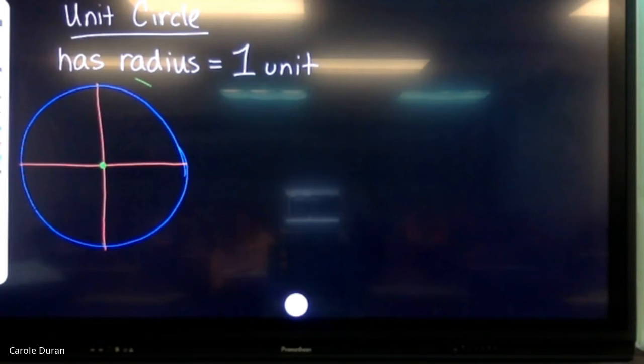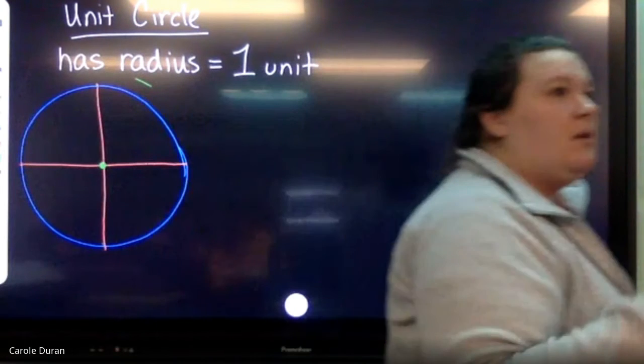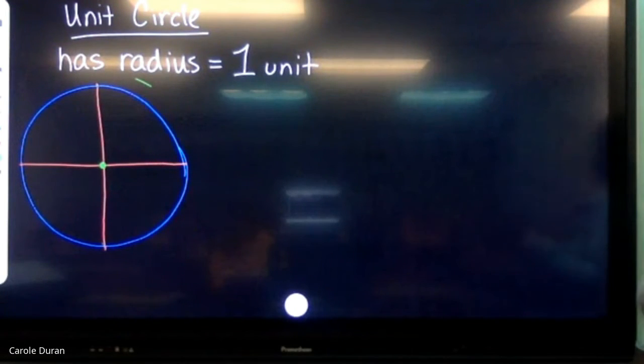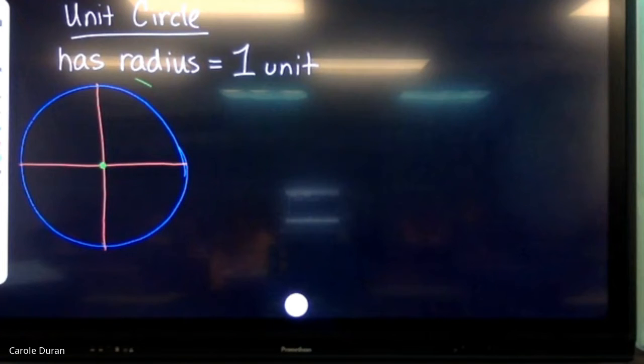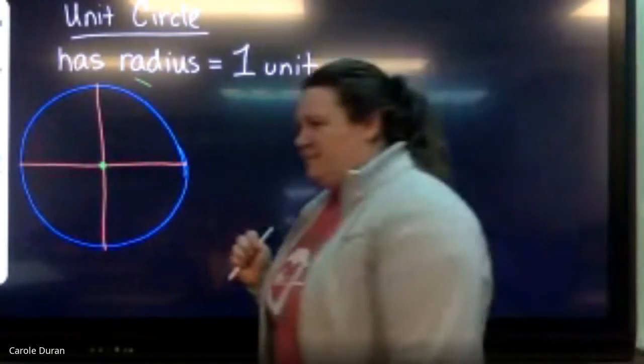This allows me to easily identify 4 quadrantal angles on this circle and the corresponding terminal point. Can anybody remind me what a quadrantal angle is? It's in your notes, we wrote it down. What is a quadrantal angle?